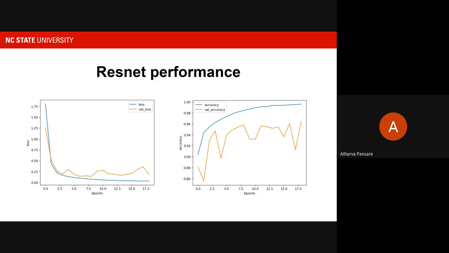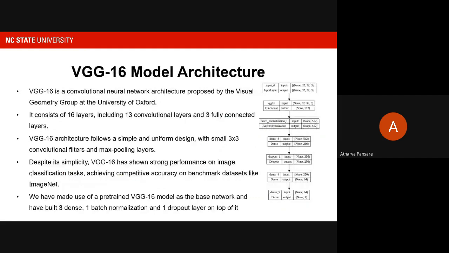As we can see, after training for around 18 to 20 epochs, the loss had dropped below 0.1 and the accuracy had shot up to 99%. More about that later. The VGG-16 model was the other transfer learning model that we used.